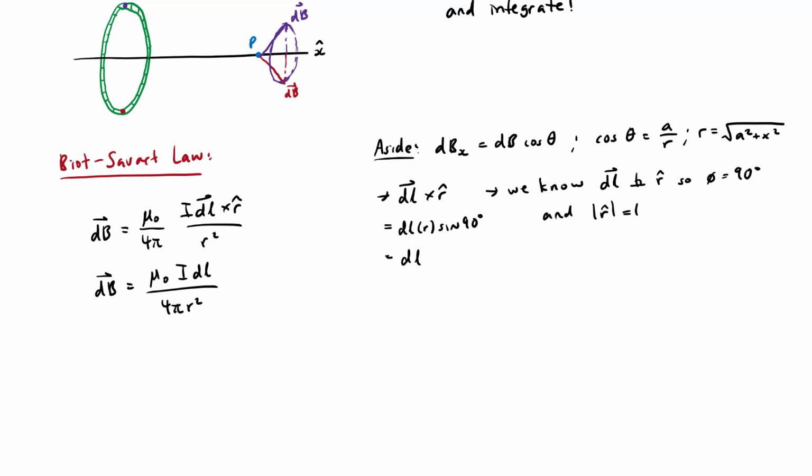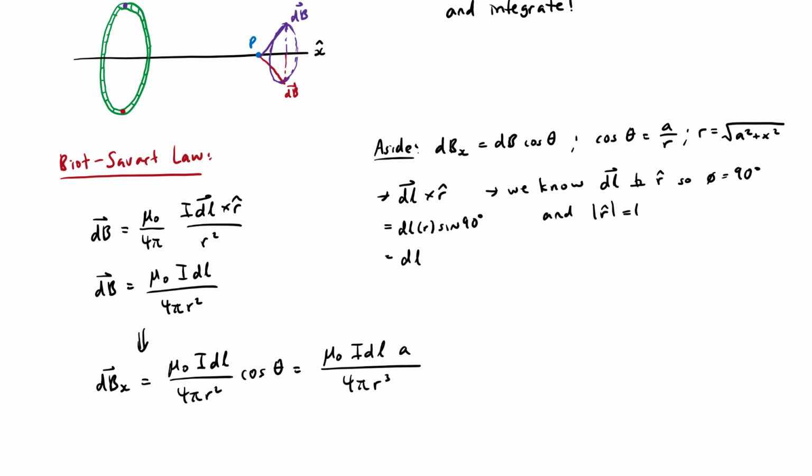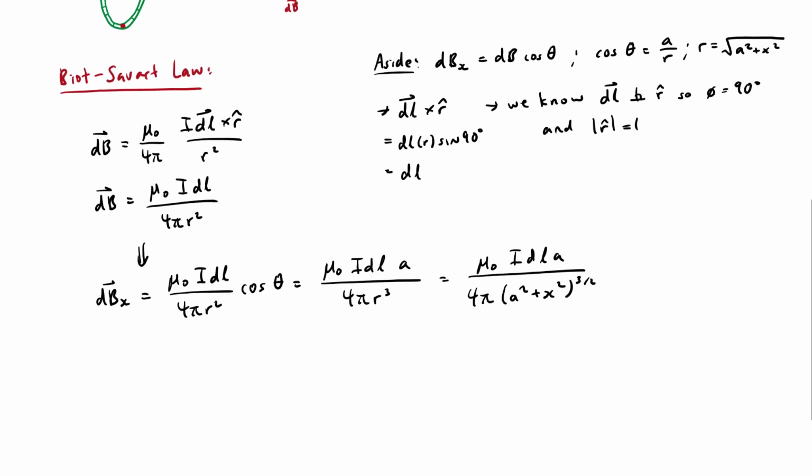But what I really want to find is dBx, so I move into just solving for dBx, and that's equal to mu naught I dl over 4 pi r squared times cosine of theta. And I know that the cosine of theta is a over r, so it's a over 4 pi r cubed. But I also know that r is the square root of a squared plus x squared, so I can rewrite this to get mu naught I dl a over 4 pi times a squared plus x squared to the power of 3 over 2. So now I'll be able to integrate.